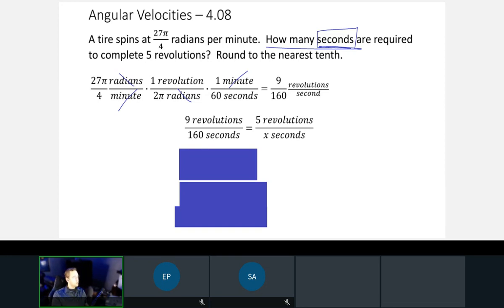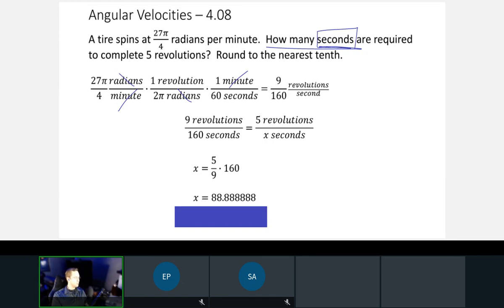All right, and then we just solve for x. Well, we can just cross multiply. But we get that 5/9 times 160. I skipped a few steps by using the diagonal trick. And then we just type that in, hit enter, and then you will get 88.8 repeating. Nearest tenth would be 88.9. So 88.9 seconds. That is the final answer.